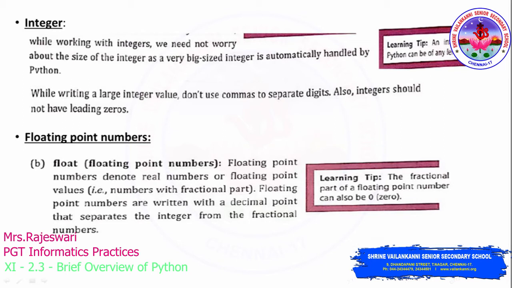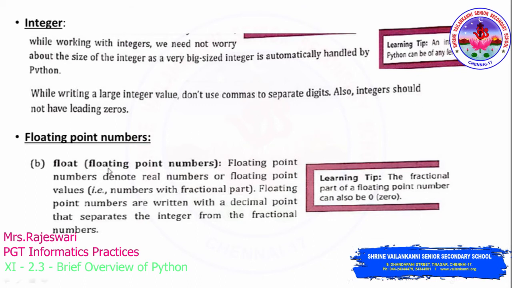Clear? So an integer in Python can be of any length. So this is all about integer. And floating point number, as usual, the fractional part of a floating point number can also be 0. For example, if I'm writing 5.605, so that 0 comes under the fractional part, right? So the fractional part of 0 can also be under the fractional part.